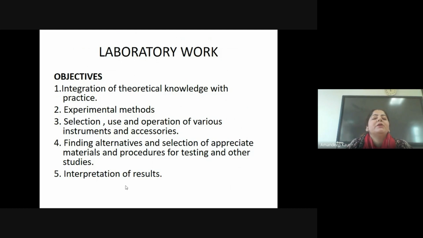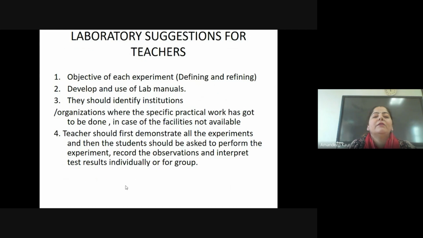The student must be able to select, use, and operate various instruments and different accessories available in the laboratory environment. It is not only confined to the printed manual and the information given, but at the same time, the student needs to find out different alternatives and the appropriate selection of material and procedure for testing and other studies. And at the end, the student must be able to interpret the results as per the data obtained by the student. So these can be the probable learning outcomes that we wish our student to complete after the practical activities.